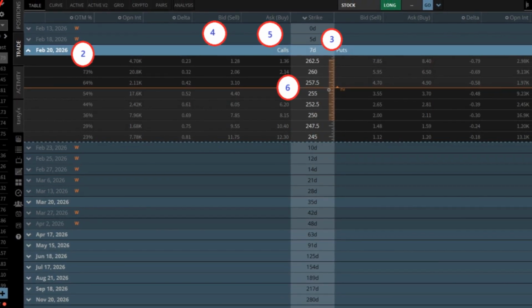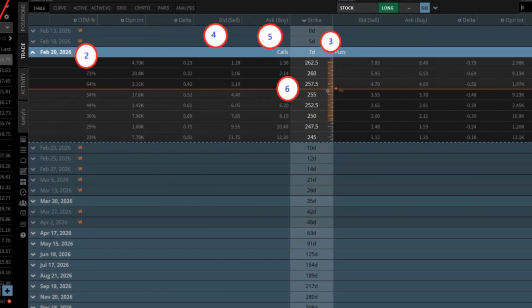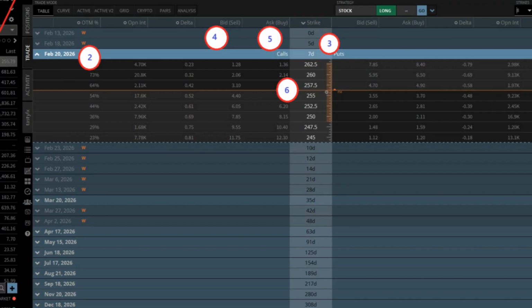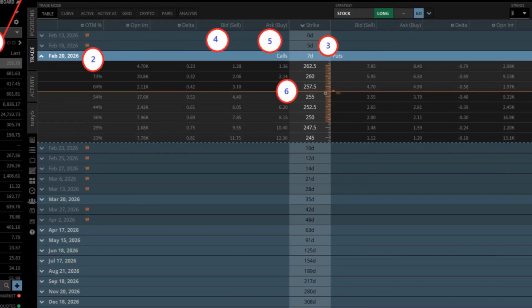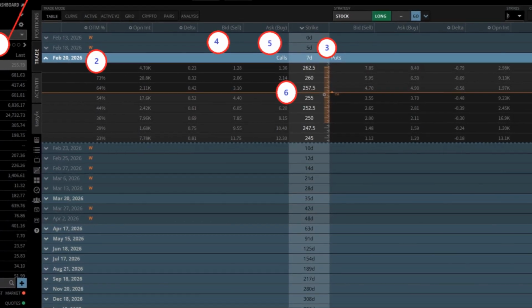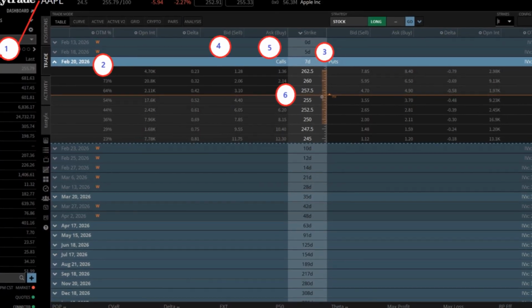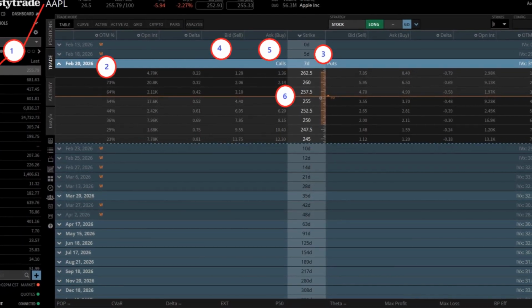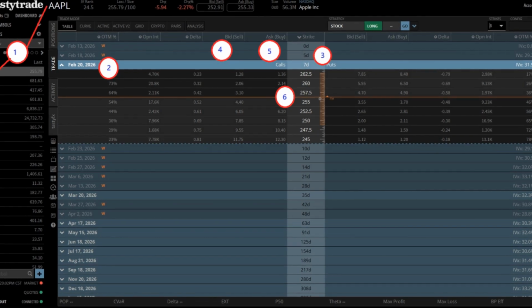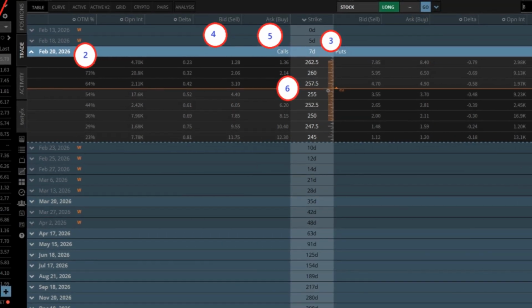4. Bid price. What it is: the highest price someone is willing to pay you for your call. Why it matters: this is your exit price when selling a long call. How traders use it: to close a long position, to evaluate spread, bid versus ask, as a liquidity check. You always sell at the bid.